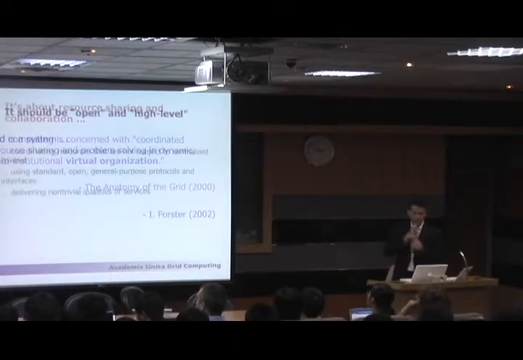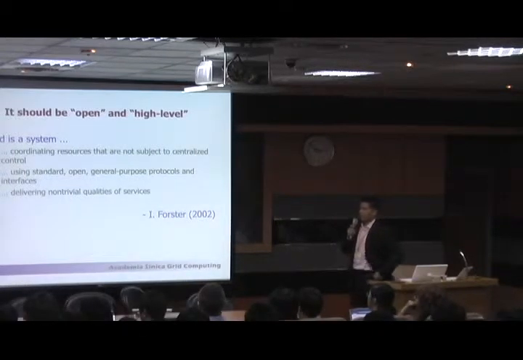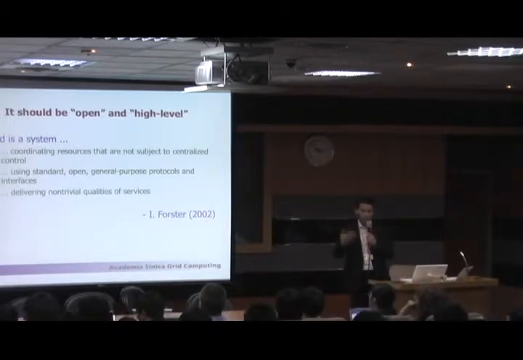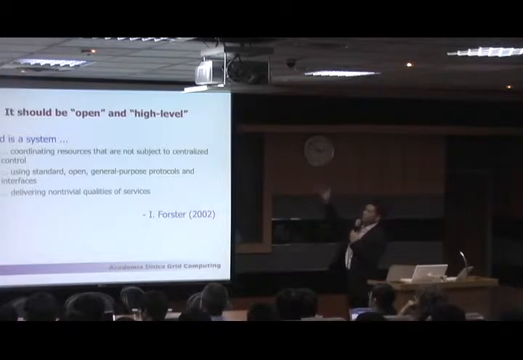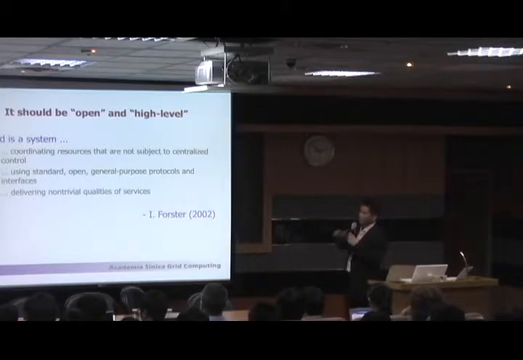And because the grid is a global system, it should be open, and it should provide some high-level services. For example, if you can do something on your own computer, you will never need to use the grid. Here with the grid, we are going to talk about something that you cannot do with a simple computer or a small cluster of computers.